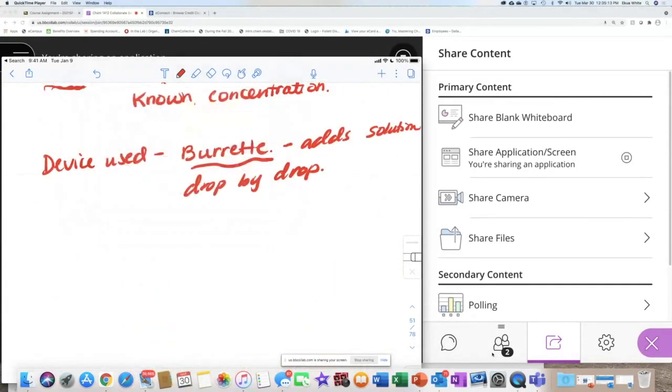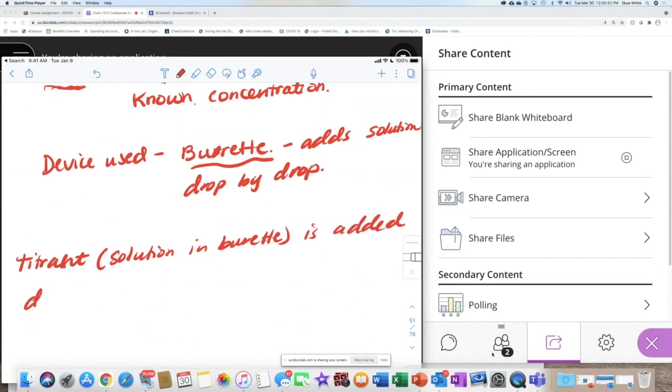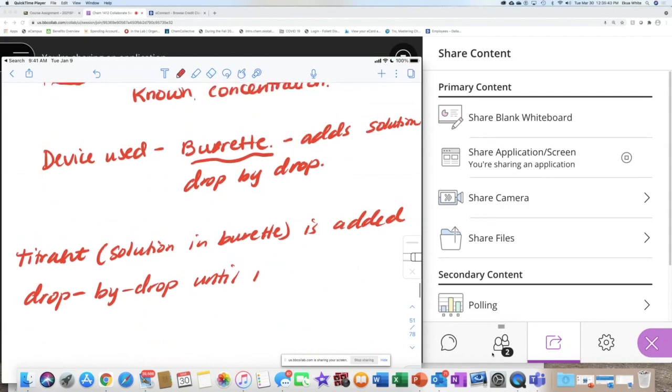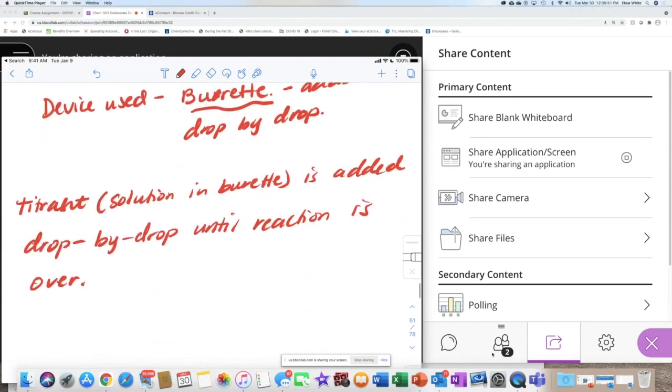So titrant, which is a solution in burette, is added drop by drop until the reaction is over. Okay? Here's the issue.